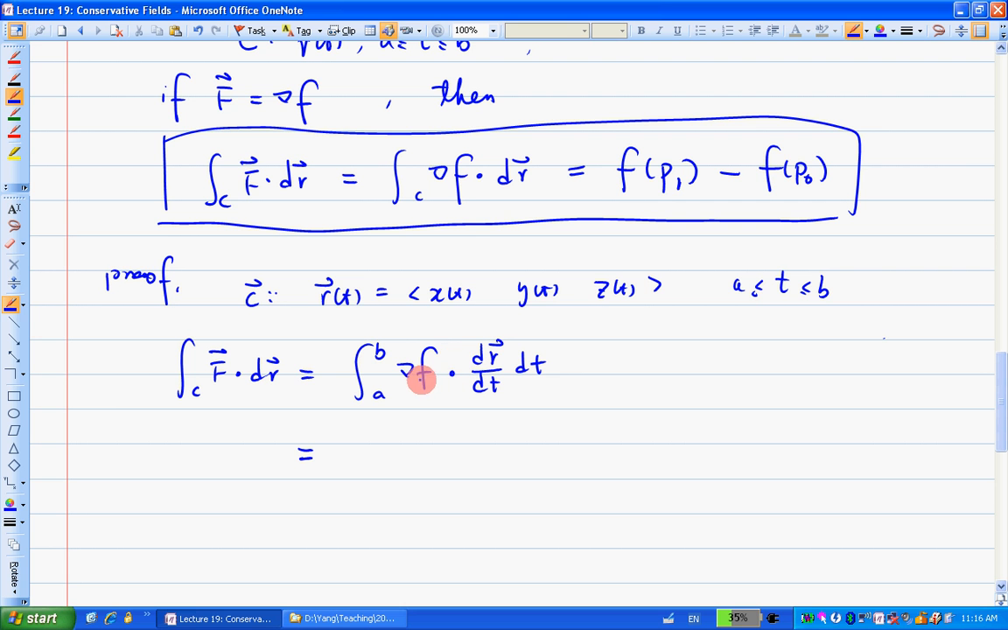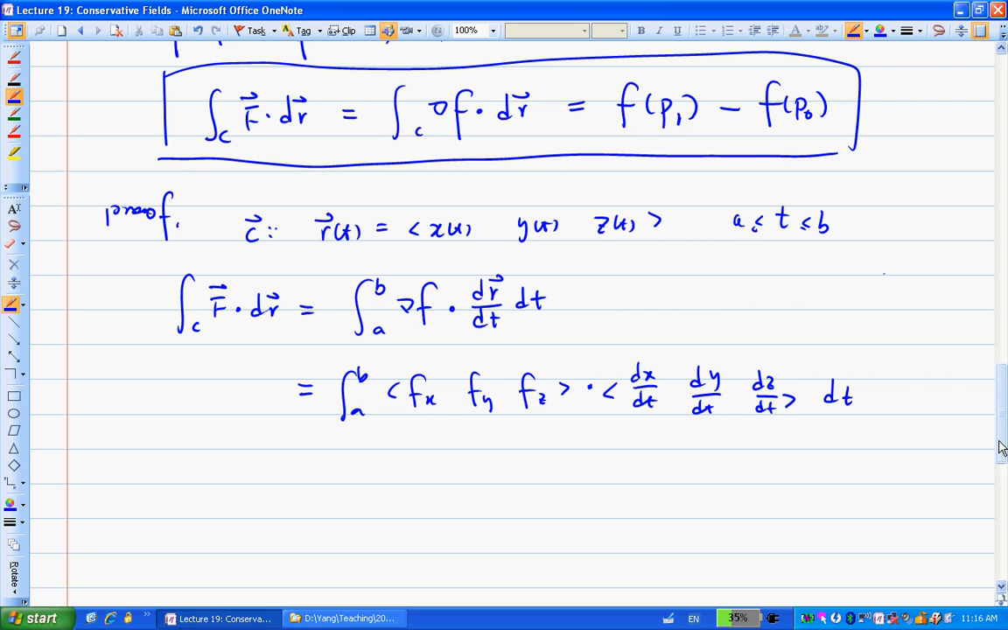Now let's calculate this del f here. I'm not sure what it is, but I'll just put down the general gradient of f, basically fx, fy, and fz. That's the gradient vector. Then dot the derivative of this one here. Your parametric equation is this, so the derivative is dx over dt, dy over dt, and dz over dt, and then dt. So here's the dot product.